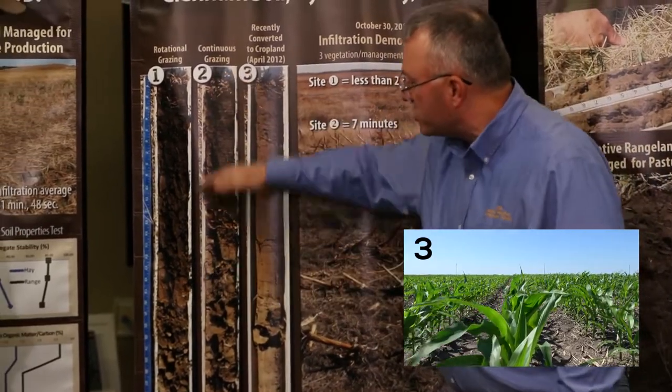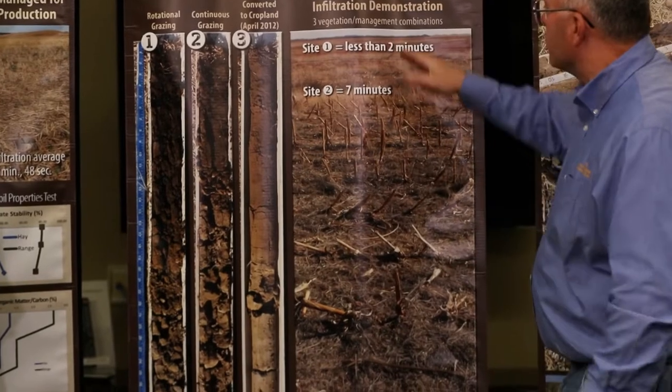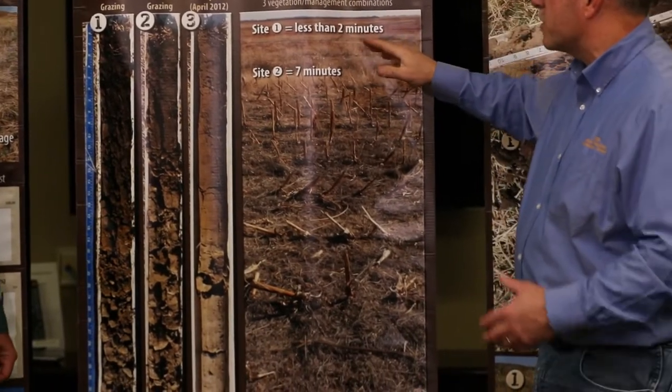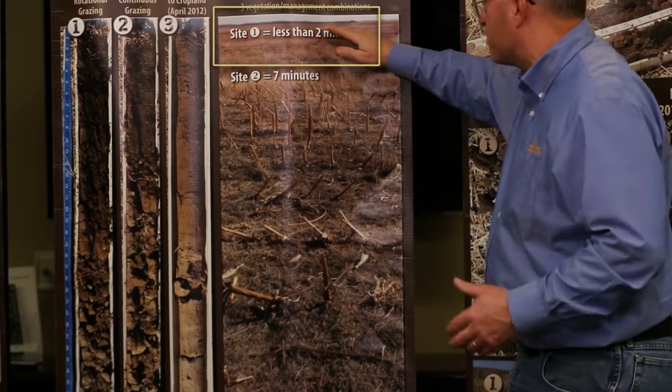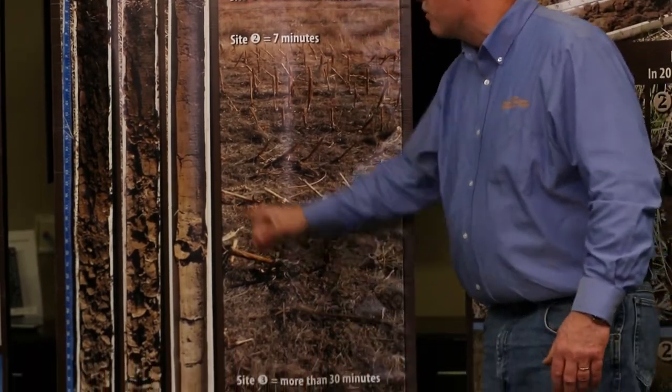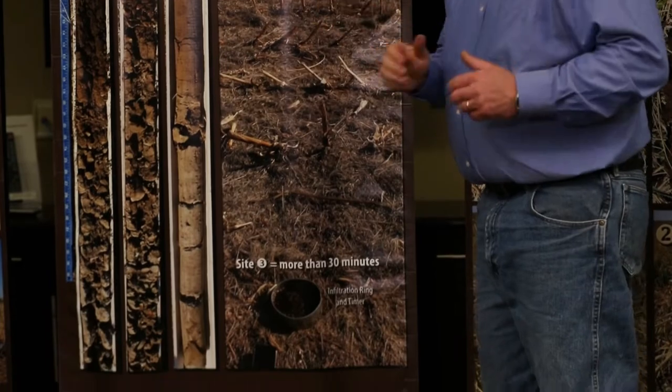Again, you can see that diminishing organic matter pool, and differences in that infiltration data, huge differences, 2 minutes. Actually, this one was less than 10 seconds in one of the reps, down to 30 minutes once we convert it to cropland. Huge differences in data.